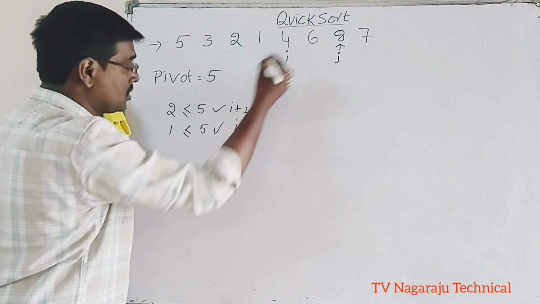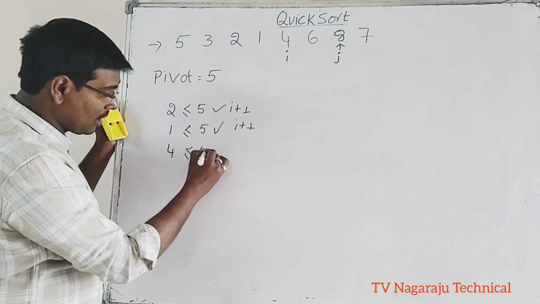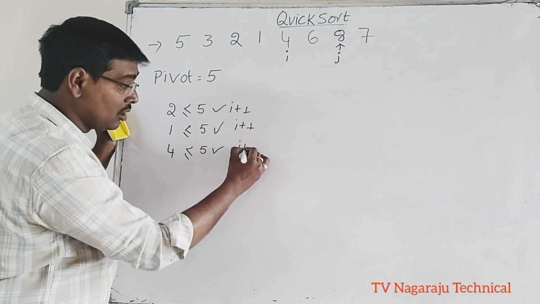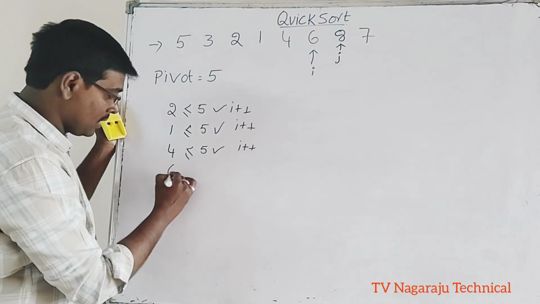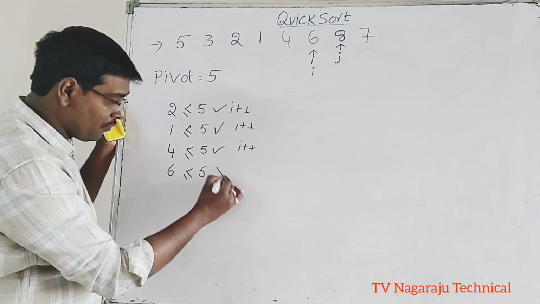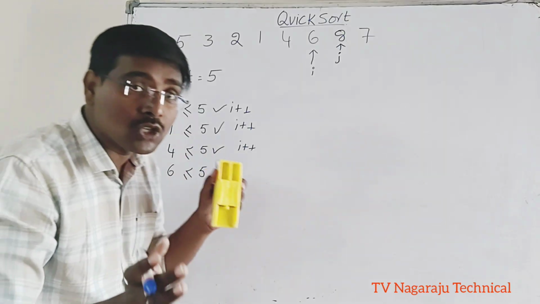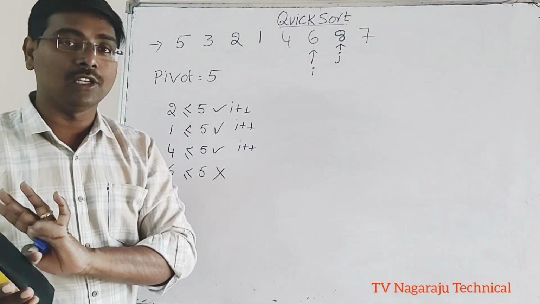i points to this position. 4 less than or equal to 5. Condition true. i plus plus. Now i points to this position. 6 less than or equal to 5? The condition fails, so we stop the i loop iteration.